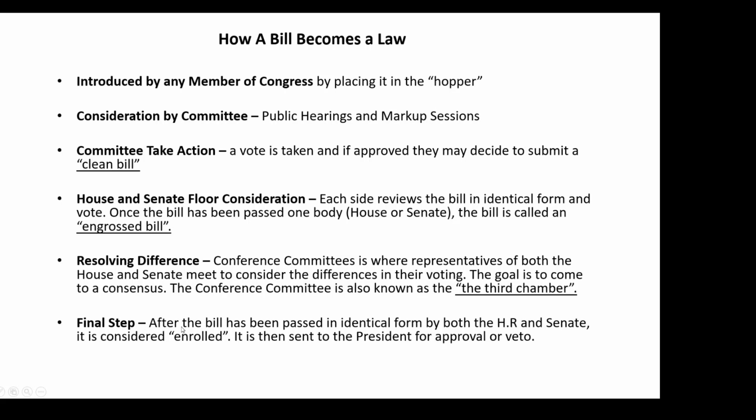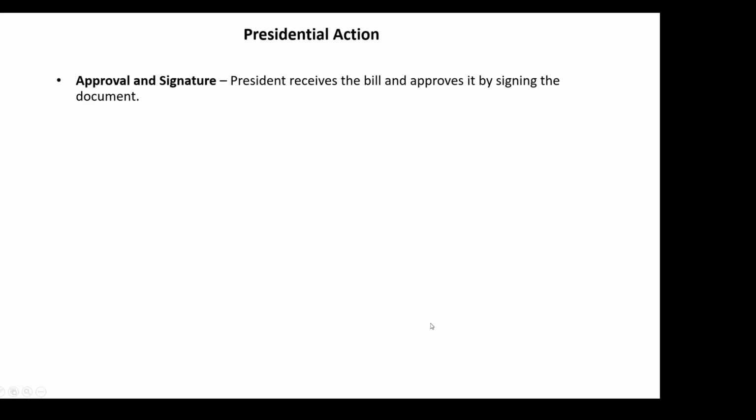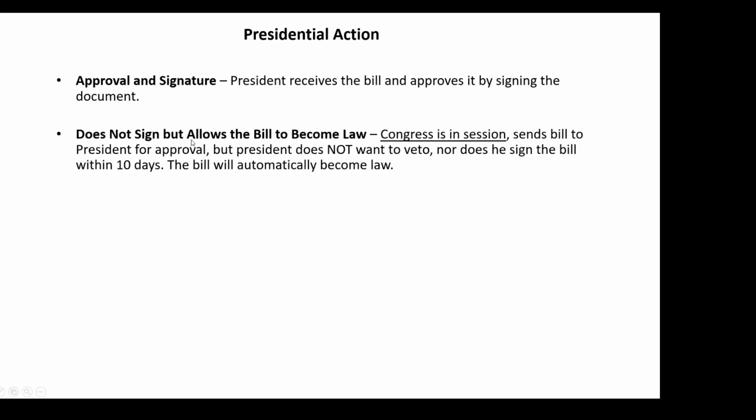The final step after the bill has been engrossed in identical form: it is submitted and enrolled to be sent to the president for approval or veto. Presidential action: he can approve and sign it. Or he does not sign but allows the bill to become law. So Congress is in session, the president does not sign within 10 days, and that bill automatically becomes law.